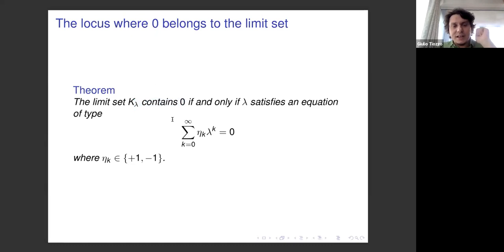And it turns out that you can prove similar conditions. So in fact, the set of parameters for which the limit set contains 0 is the set of lambda which satisfies such an equation. So it's a polynomial or power series, again, in lambda, and the coefficients now are just +1 or -1. So you don't have 0 anymore. So you see that this immediately becomes a subset because the condition is more strict, so it's harder to verify.